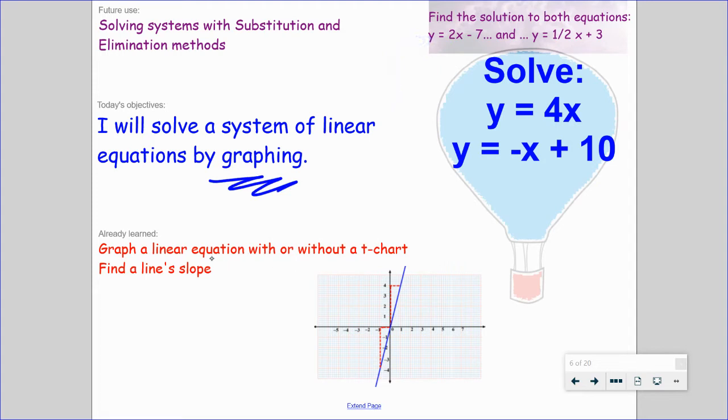So we're going to take everything we know about graphing a linear equation, using the slope, using the y-intercept, with a t-chart, without a t-chart. Most of us are going to prefer without. And we're going to be able now to put not just one, but two lines on a single coordinate plane.